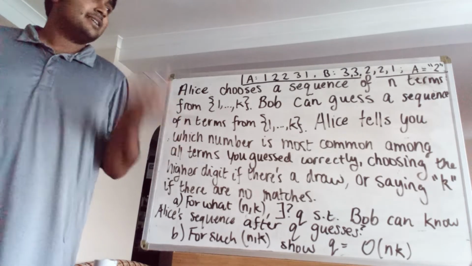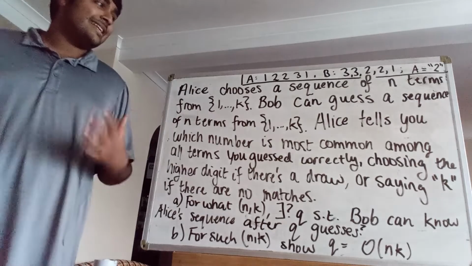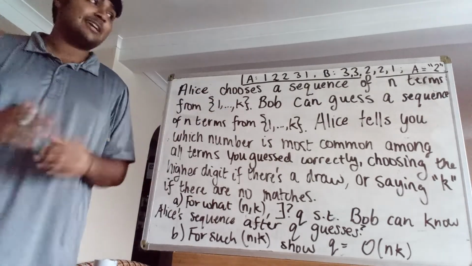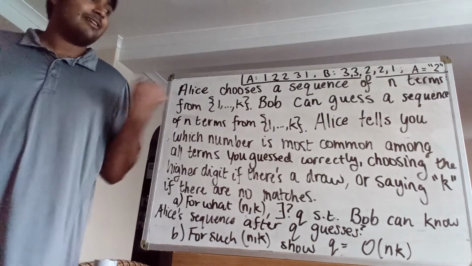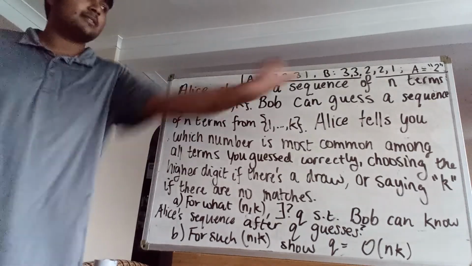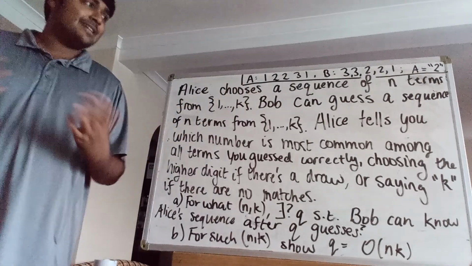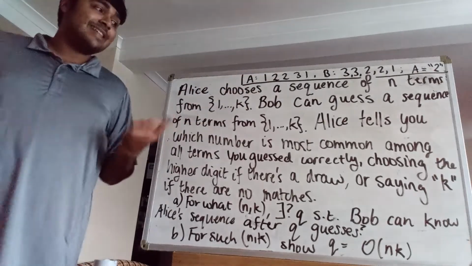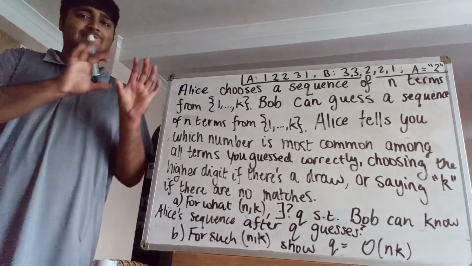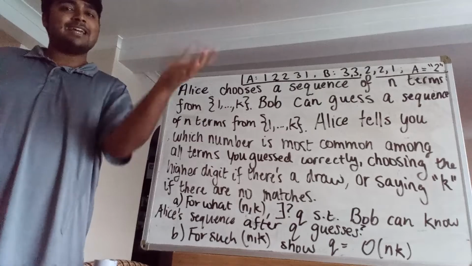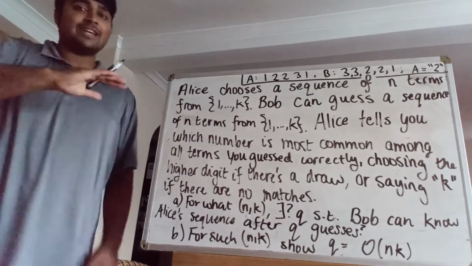So we have Alice chooses a sequence of n terms from the set 1 up to k. So n could be bigger than k, it could be less than k, it could be equal to k. It doesn't really matter. They're allowed to be repeats in this sequence because it's a sequence and not a set. Now Bob then guesses a sequence of n terms from 1 up to k. So he guesses a sequence, and hopefully it's a match of something similar to what Alice has. He'll make a guess. He can then make plenty more other guesses as well.